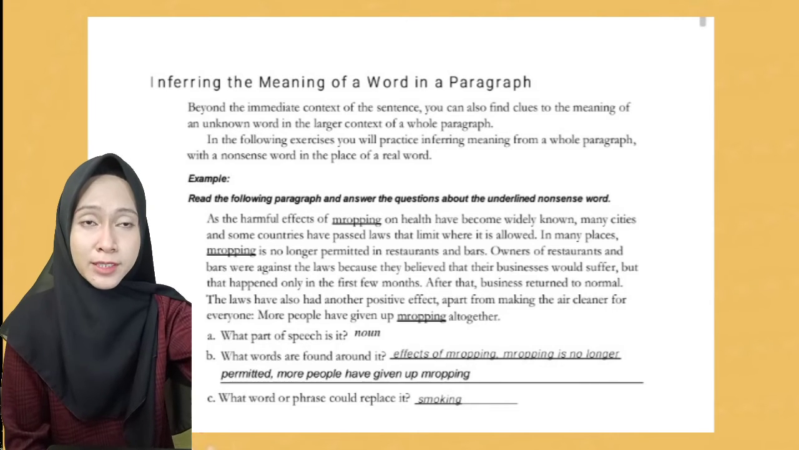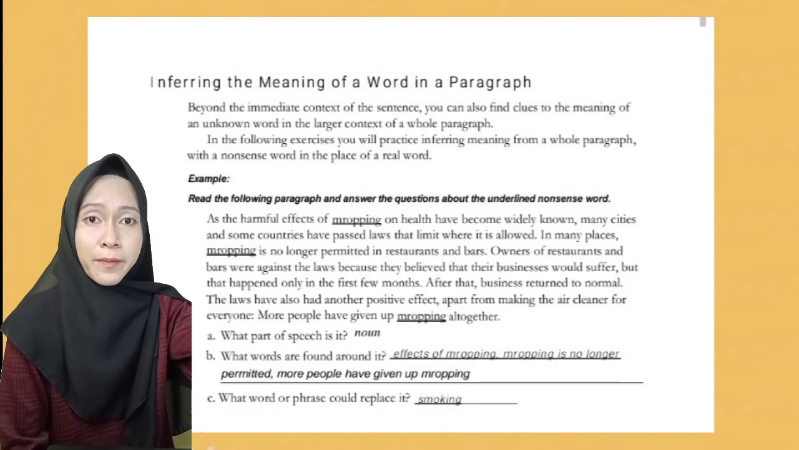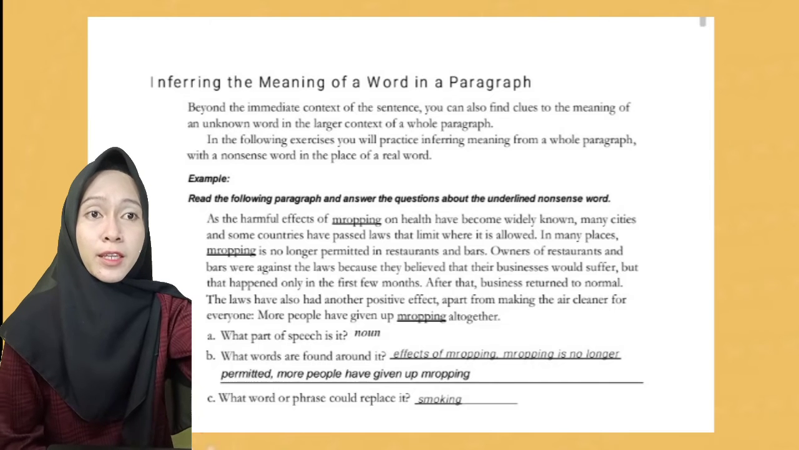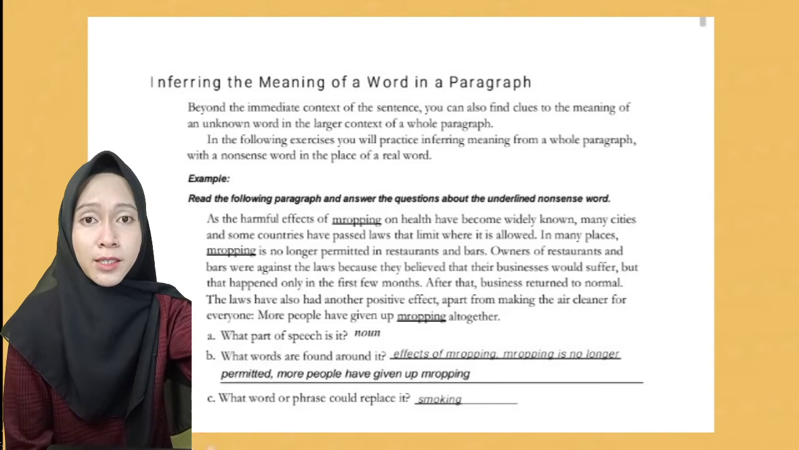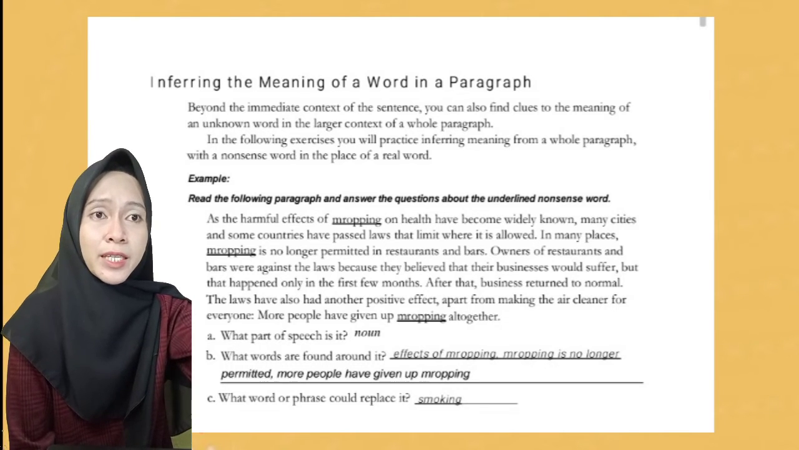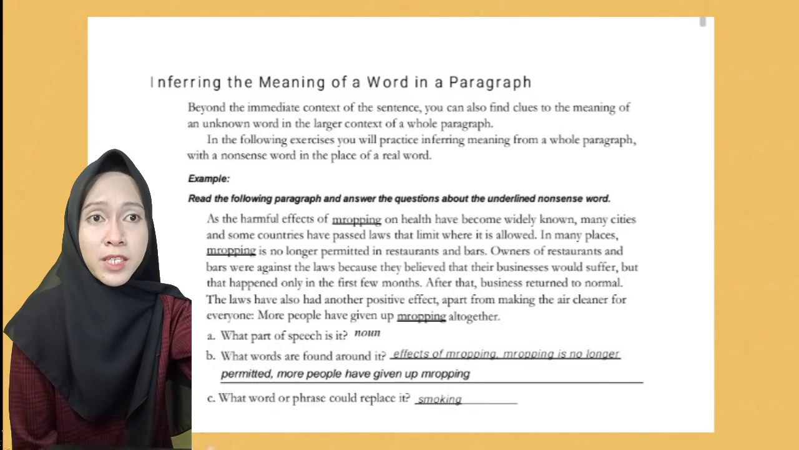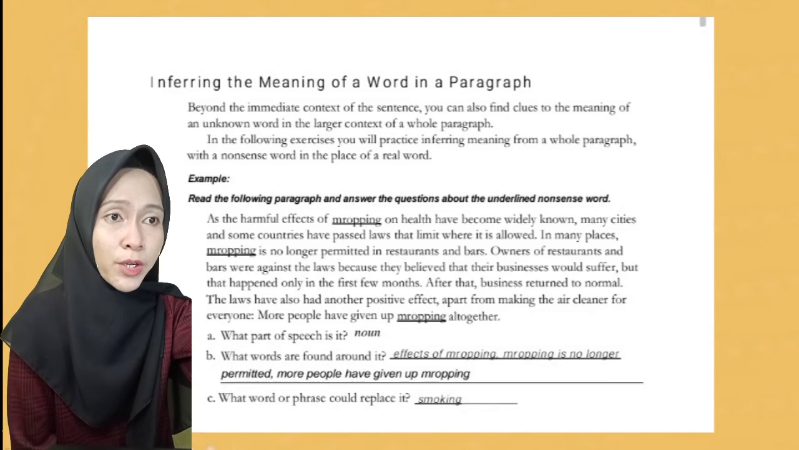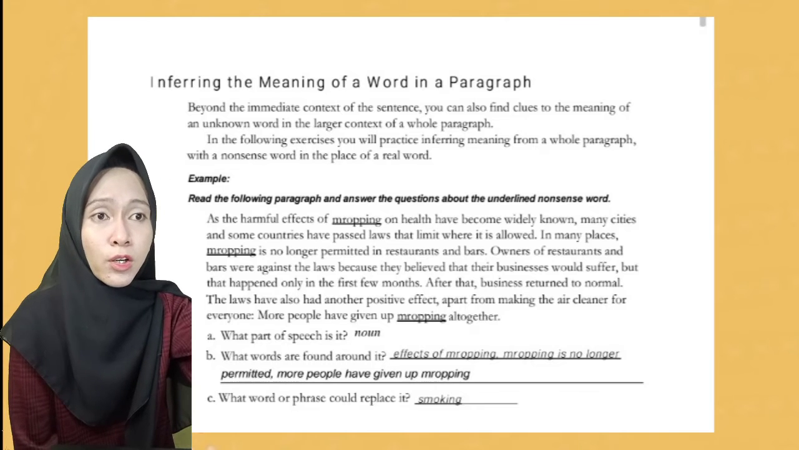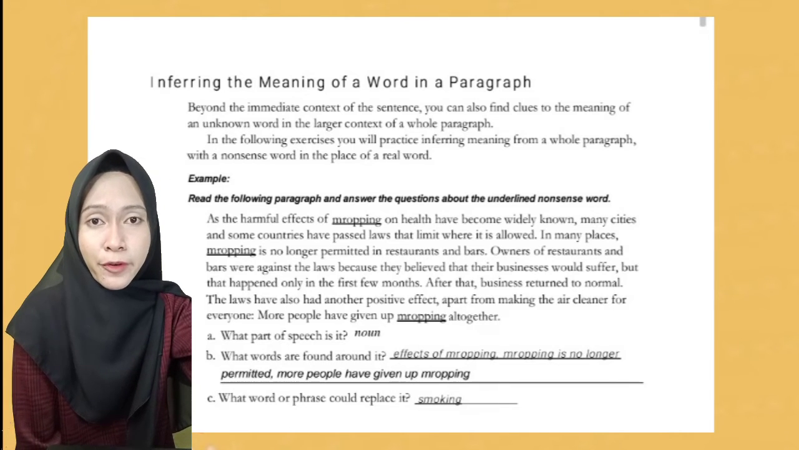Okay, so in the fourth slide, we can see our topic. We're going to talk about inferring the meaning of a word in a paragraph. So beyond the immediate context of the sentence, we can also find clues to the meaning of the unknown word in the larger context of a whole paragraph. So we are going to suggest or give our opinion within the larger context of a paragraph.